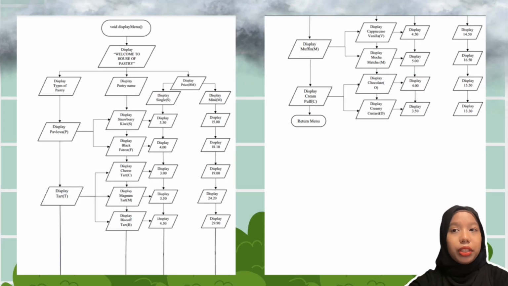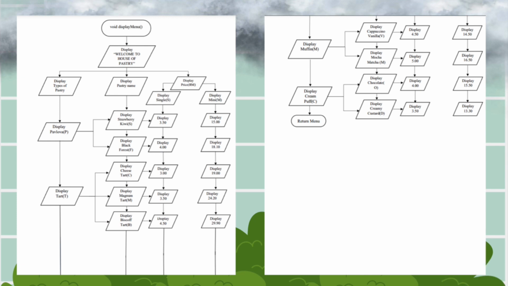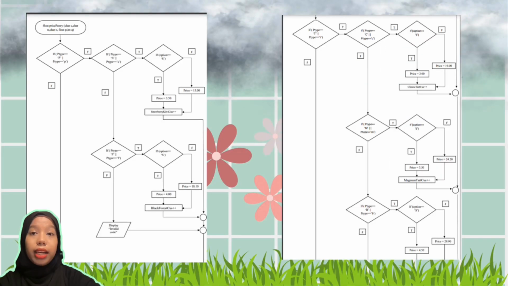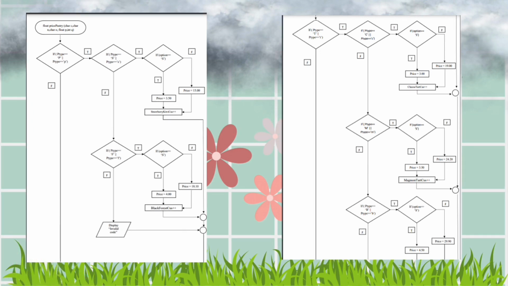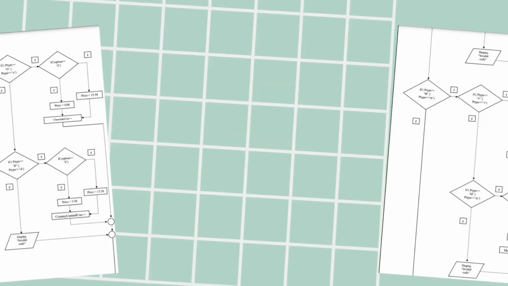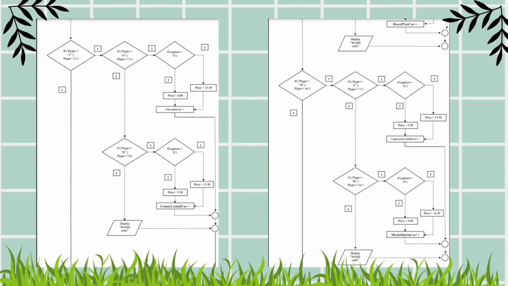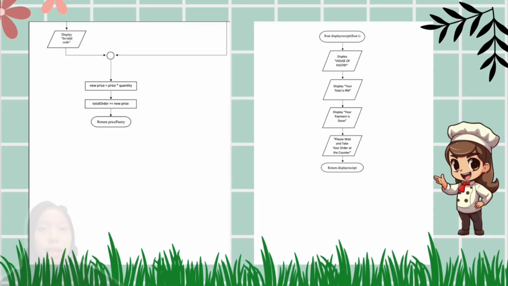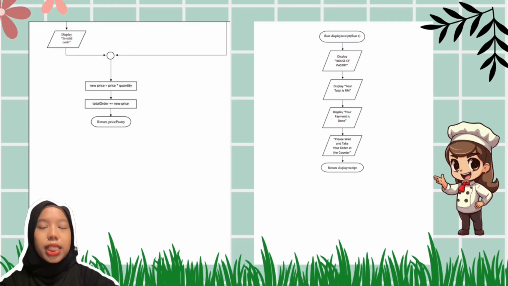This is the function void display menu. Next, this is the function float price pastry. And this is the last one, the function display receipt total order.